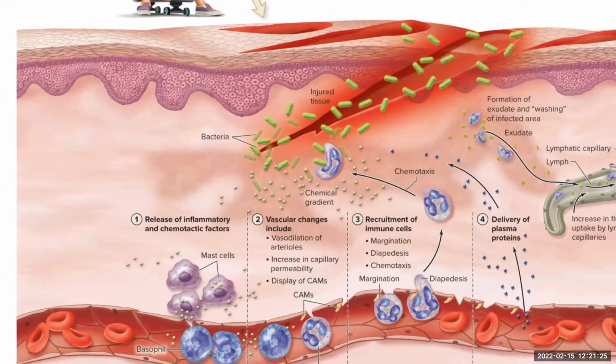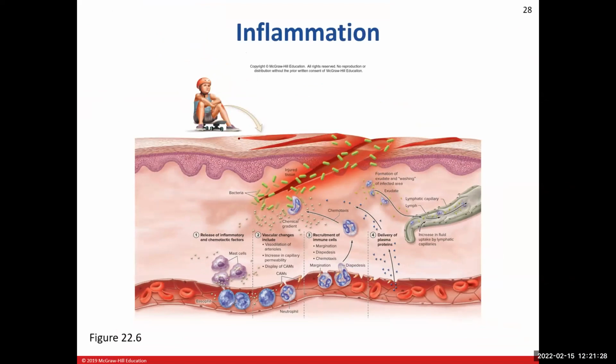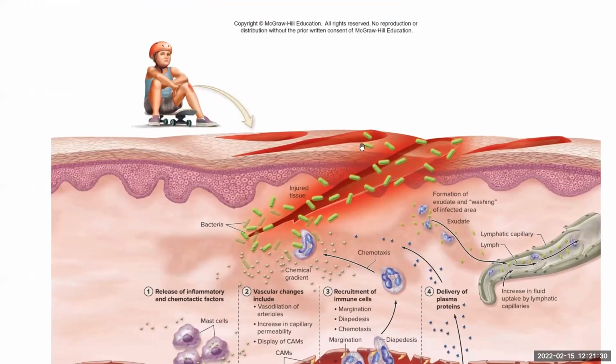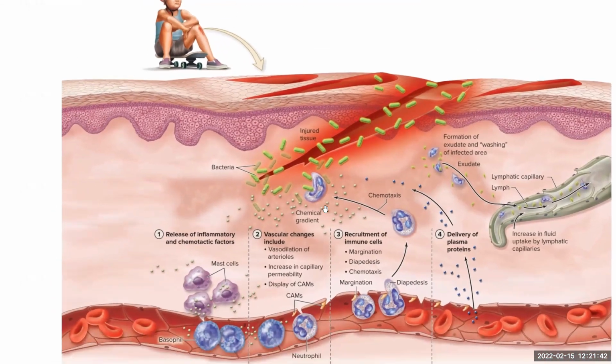So here you can see our friend, the skateboarder, who has fallen and skinned their knee. And as a result, some bacteria has infiltrated the area. You see some redness here from increased blood flow, but the bacteria now have entered into this area. And so they're releasing chemotactic factors, and the injured tissue is going to be releasing chemotactic factors. And that is going to cause any of the leukocytes in the tissue here to be attracted to that area right away.